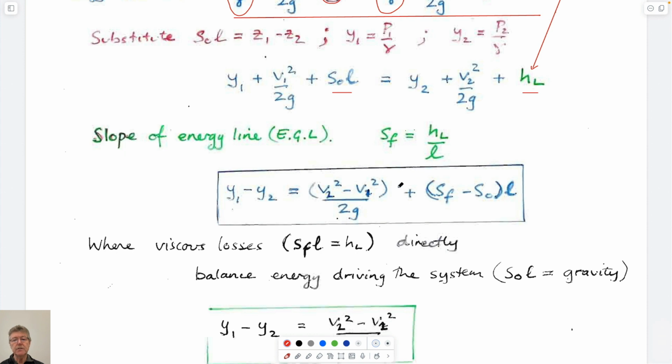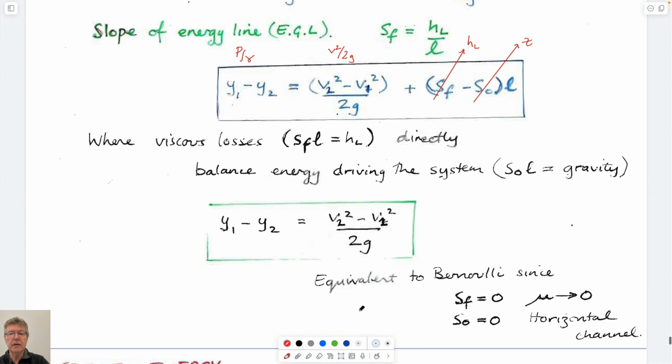So if we think about this in terms of Bernoulli, these two terms are our P over gamma term. These terms are our V squared over 2G terms. This is our Z term. And this is our head loss term, just written in a different way.